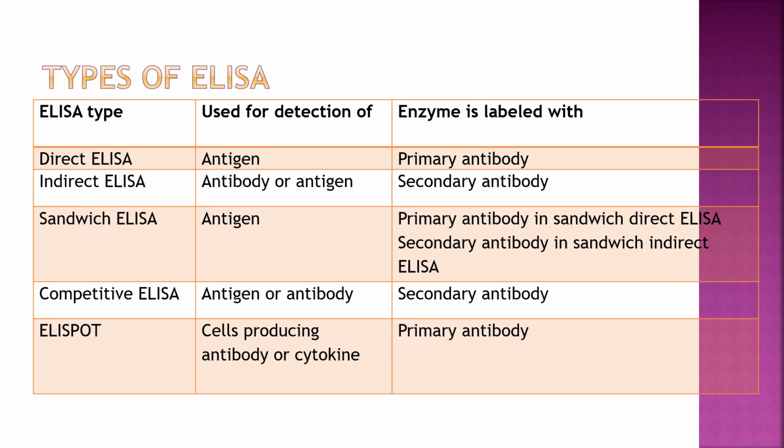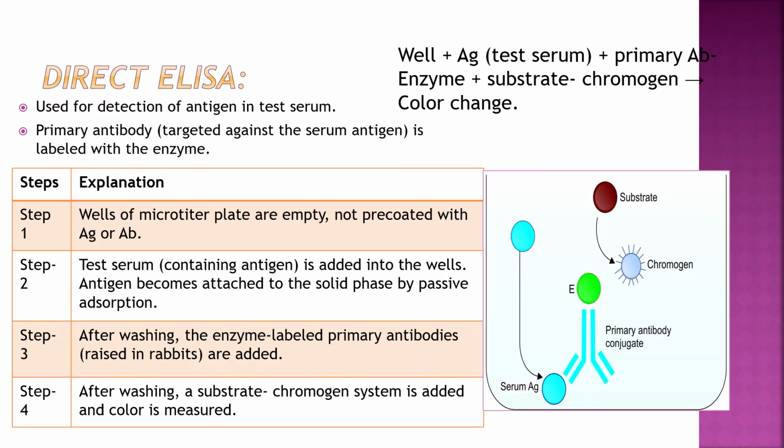Types of ELISA: direct, indirect, sandwich, competitive, and ELISpot. Direct ELISA is used for detection of antigen in test serum. The primary antibody targeted against the serum antigen is labeled with the enzyme.